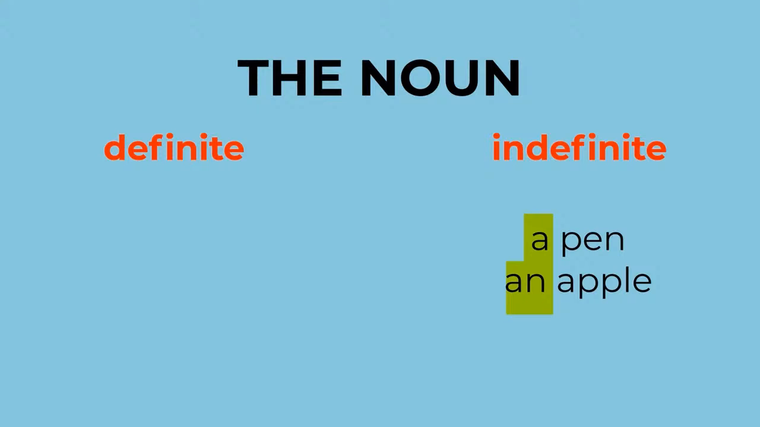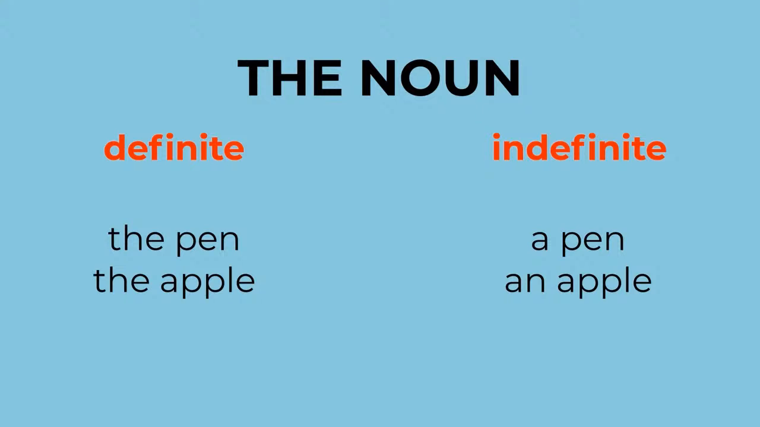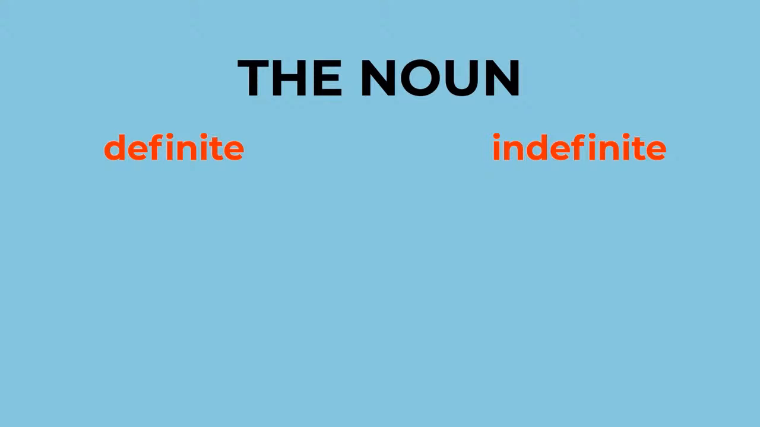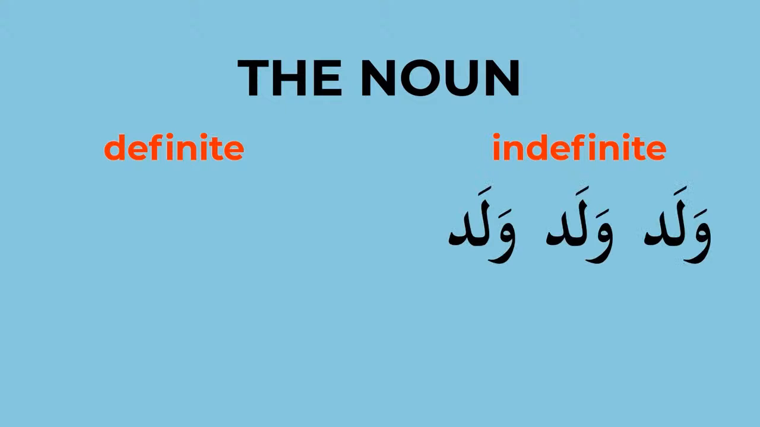Are you with me? This, when it comes in front of a noun, makes it indefinite. How do you define it? Make it definite? The. Now, in order to define an indefinite noun in Arabic, we do not have anything similar to this. But at the end of the noun, we put a double vowel sign. Are you with me? We put a double vowel sign.